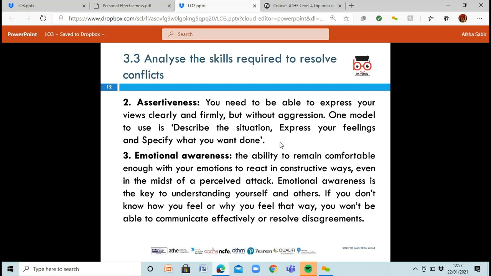Some people might get emotional and they might start yelling and shouting. So you need to understand that maybe everything has just gotten a bit too much for this person. They just need this outburst and then it'll calm down. If you don't know how you feel or why you feel that way, if you're feeling upset, frustrated or angry and you're not sure why, you're not going to be able to communicate yourself or resolve any disagreements. So be comfortable with your own emotions, and that will help you with others.